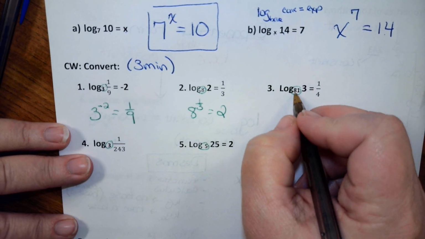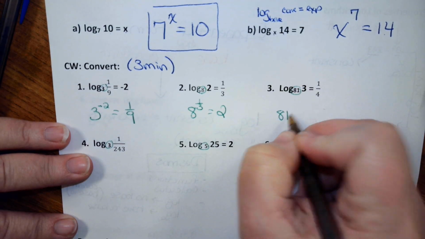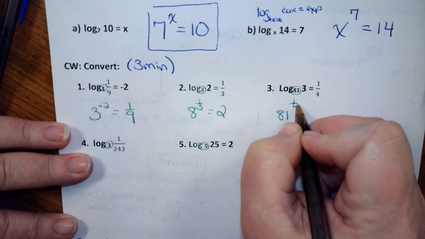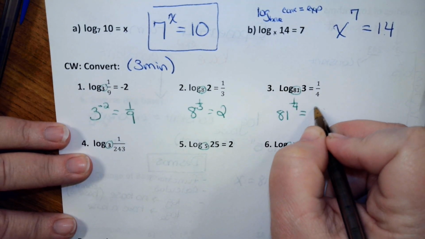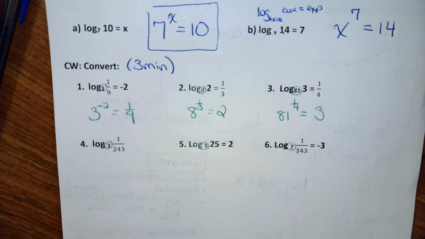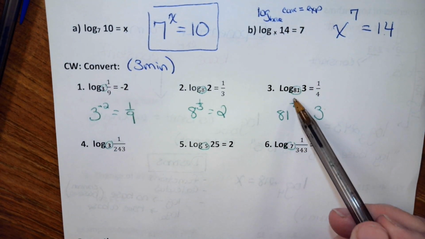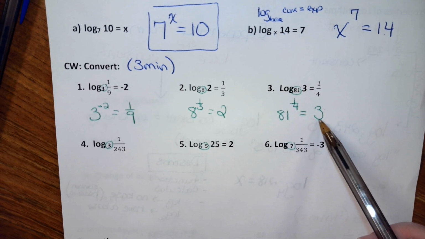For number 3, I got a base of 81. My exponent is 1/4, and my constant is 3. And if you want to see if these were correct, you could go to Desmos and put 81 raised to the 1/4, and it should give you an output of 3.